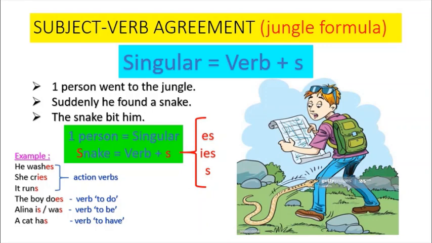Next, the boy is a singular noun and the verb to do is does. So, the boy does, but not the boy do. Alina is a singular noun, and is and was are verbs. Is is the present tense while was is the past tense. Both have S at the ending. So the sentence will be Alina is or Alina was. Next, a cat is a singular noun and the verb to have is has. So the correct sentence is the cat has.